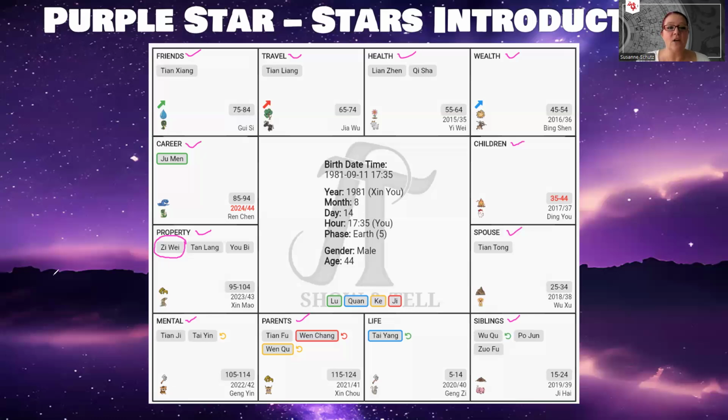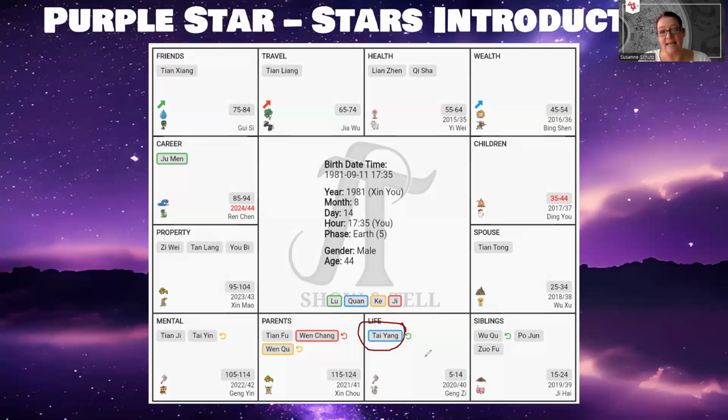Now, the next star we look at is the Taiyang star. The Taiyang star is the sun star. We call it the sun. Now here, in this particular case, you see it in the life palace. Now have a look where it appears for you. Again, it can appear in any palace. It can even appear together with the Ziwei star. That's also possible. So just have a look at where it appears.